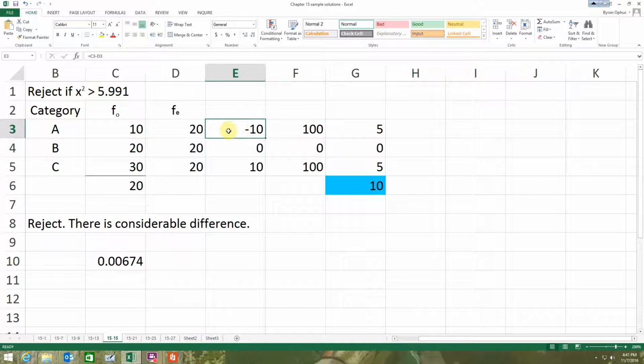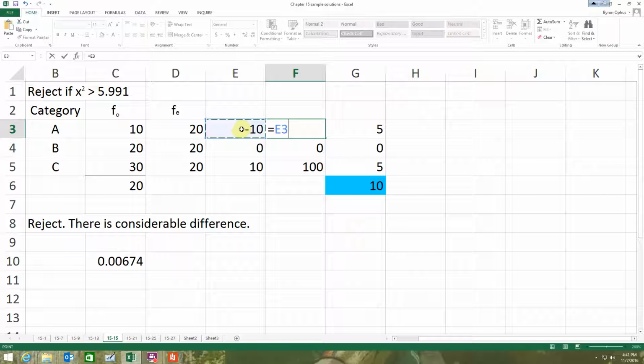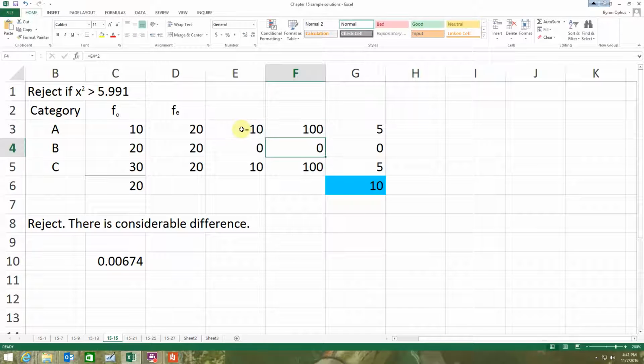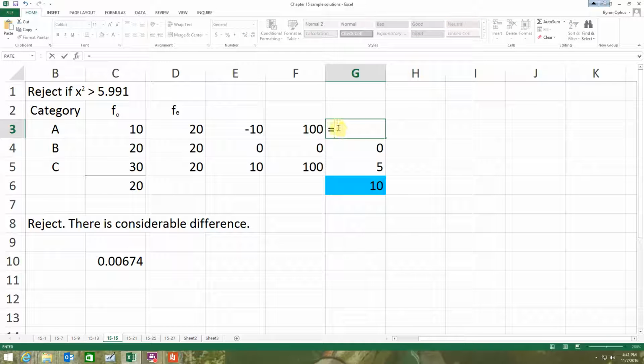So I subtract one from the other, and I get a minus 10, 0, obviously, and a 10. And then I square that, just like we have so many times. It's equal to this to the second power. And I carry that down. And then I have to divide this by my f sub e again. You could use either one, I guess. If you have it set up like this, then you can simply say this is equal to this one divided by this one. And once again, you can carry that down. And then it's the sum of that.